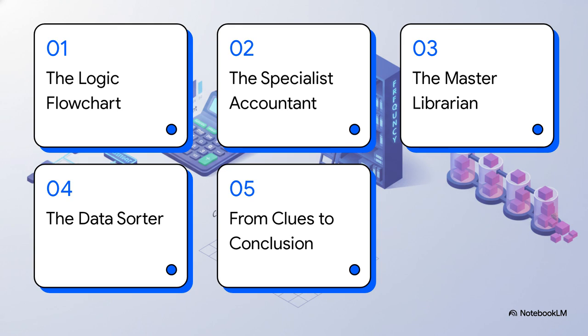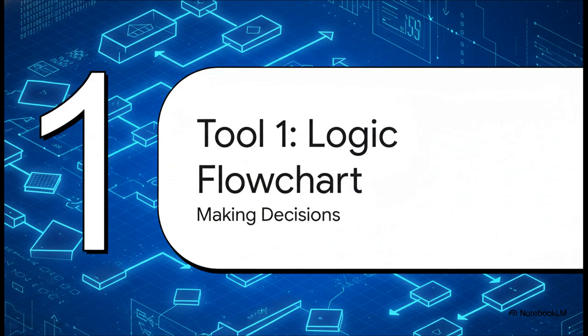Our little investigation is going to unfold in 5 parts. First, we'll get a handle on the Logic Flowchart, which helps us make critical decisions. Then, we'll call in a specialist accountant for some really laser-focused analysis. After that, we're going to consult the Master Librarian, who can find any piece of data in an instant. We'll finish up our fieldwork with the data sorter to see the big picture. And finally, we'll bring it all together, moving from clues to our final conclusion. All right, let's grab our first tool, the Logic Flowchart.